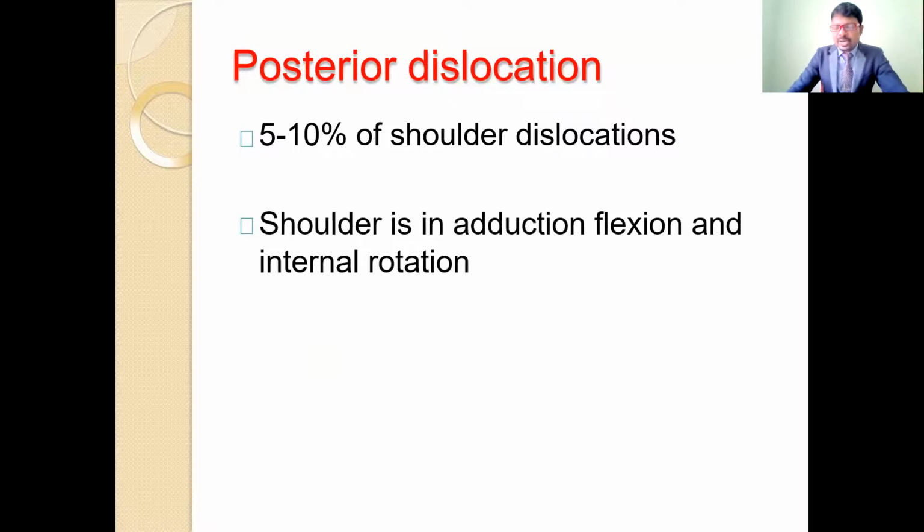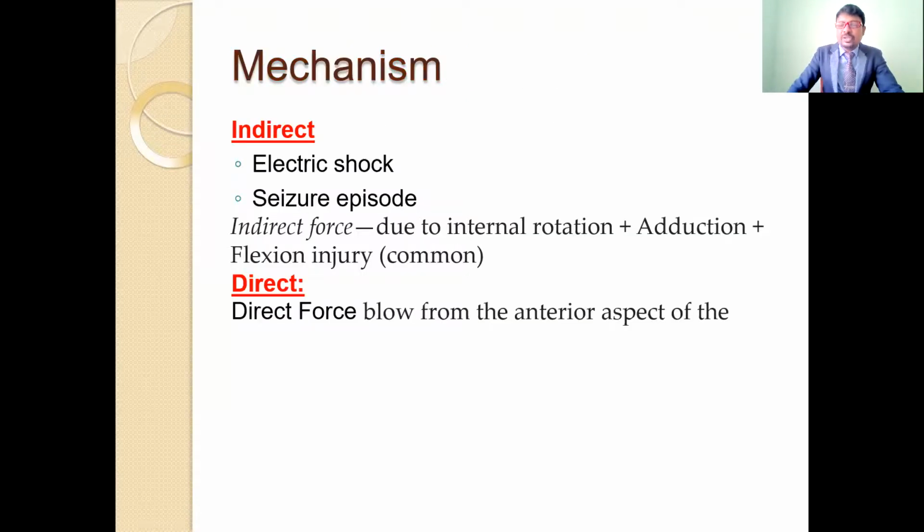Coming to posterior dislocations, these are less common, around 5 to 10% of dislocations. Here the shoulder is in adduction, flexion, and internal rotation. In these positions, the head of the humerus displaces posteriorly. So this is the main mechanism, the position of the shoulder, in posterior dislocations.